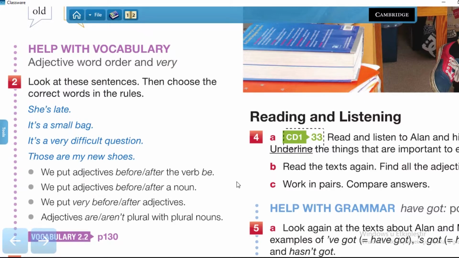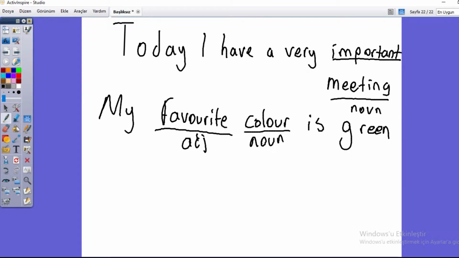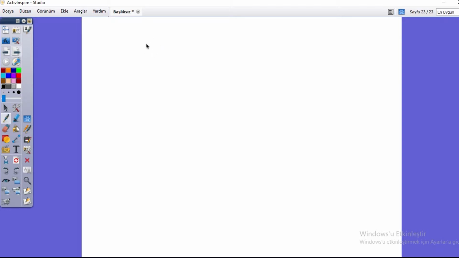Look at the first example. She is late. So, what's the adjective here?